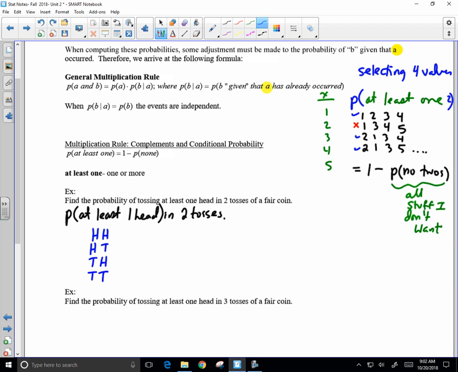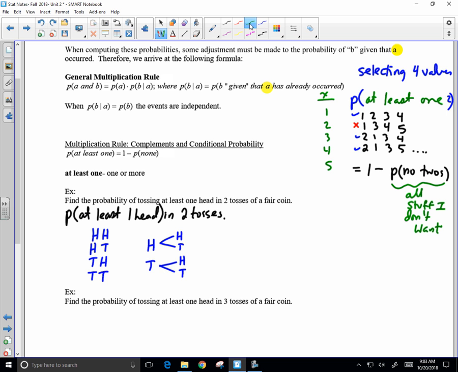Sample space. You could go tree diagram. Heads, tails. After I get the first head, the second one could be a head, the second one could be a tails. If the first one's a tails, the second one could still be a head. The last one could be a tails. So whether it's sample space or tree diagram, we get an idea of what we're looking for.